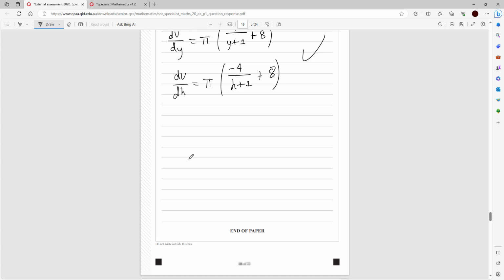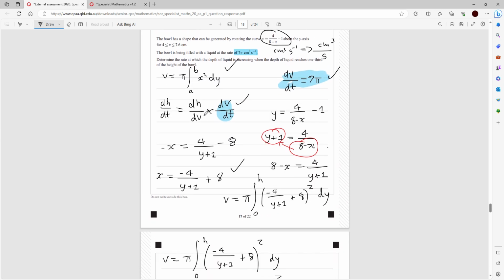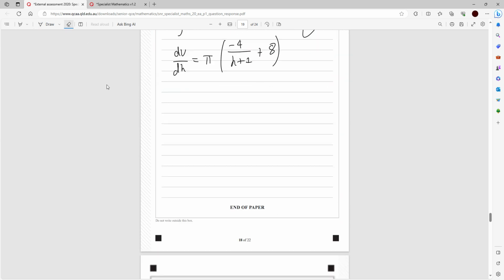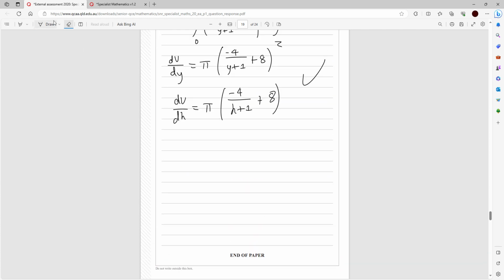Well, we found dV/dh, but we want dh/dV. So all we've got to do is flip it upside down, pretty much. So you can rewrite this as dh/dV, and it's 1 over all of this. So pi of (-4h + 1 + 8).